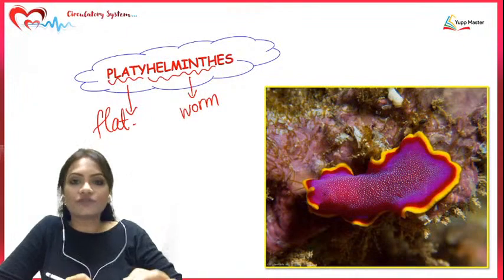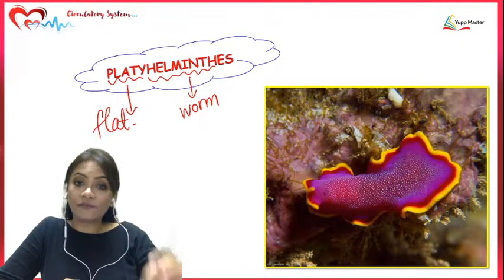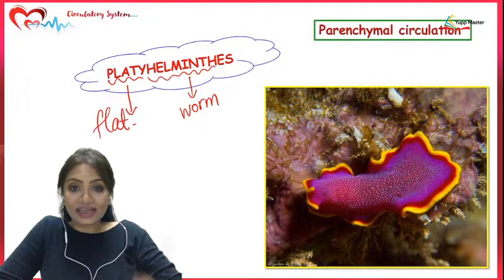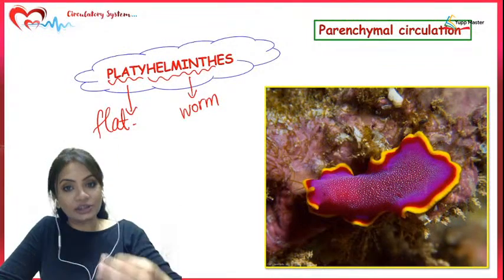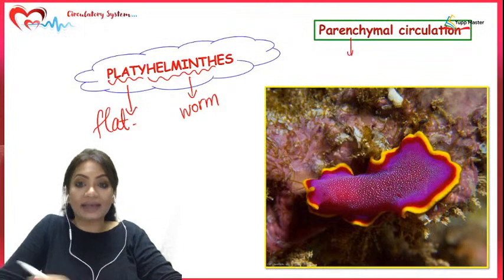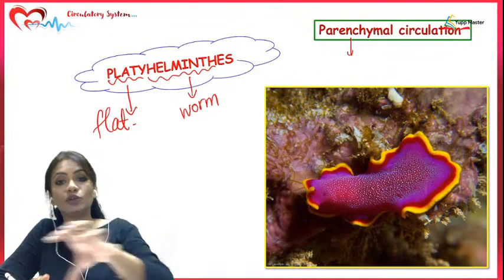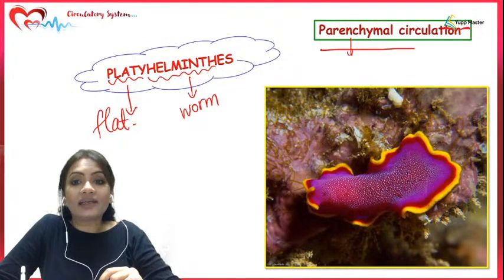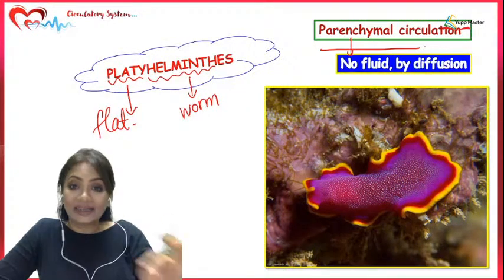So, the very first worms that we're speaking about are none other than our flatworms. Now, in the flatworms, the circulation taking place is inside tissues. And those are functional tissues. Functional tissues may be called parenchyma. So, the circulation happening here is just by diffusion inside the tissues, and that's why we call it parenchymal circulation. Alright. So, that was for the platyhelminthes.